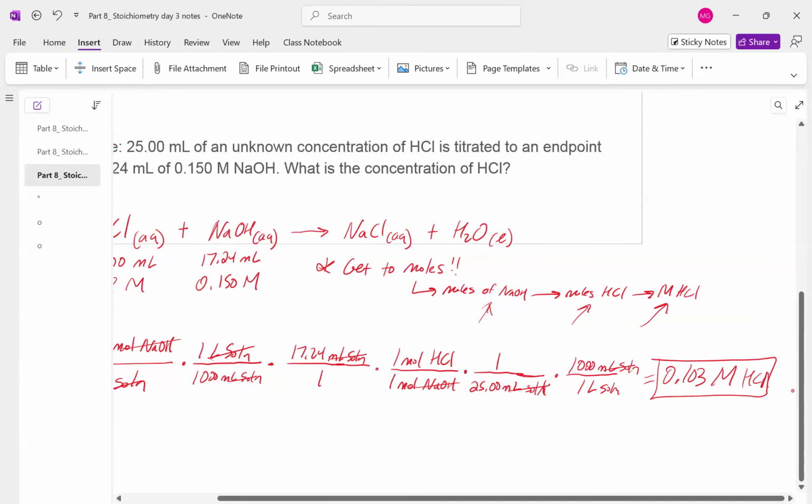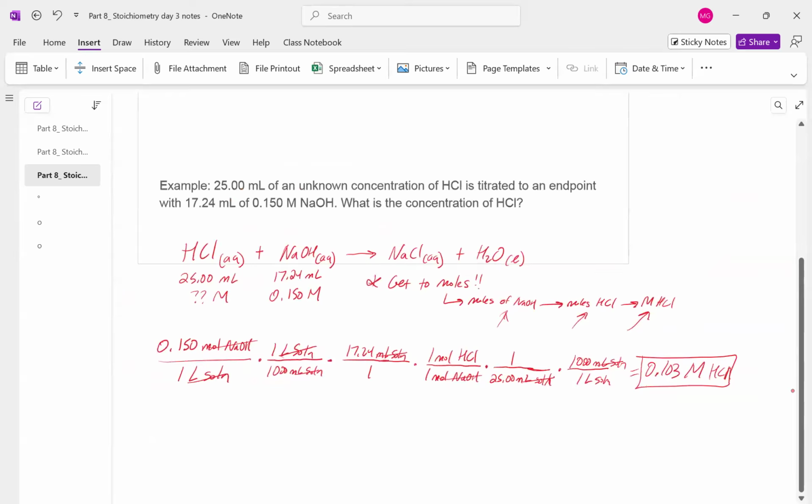But notice how I didn't do anything really new in terms of my approach to the problem. I used unit conversions, and I just used the basic concepts of stoichiometry: get a balanced equation and then get to moles. I can use the coefficients from the balanced equation to go in between the different reactants or different products.